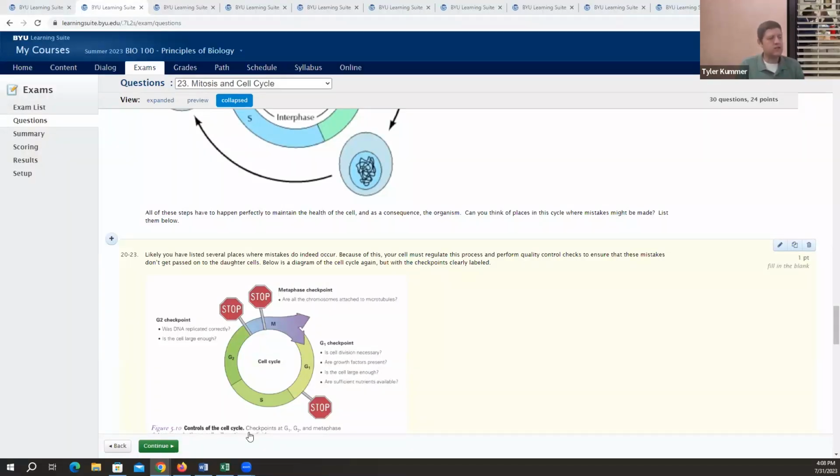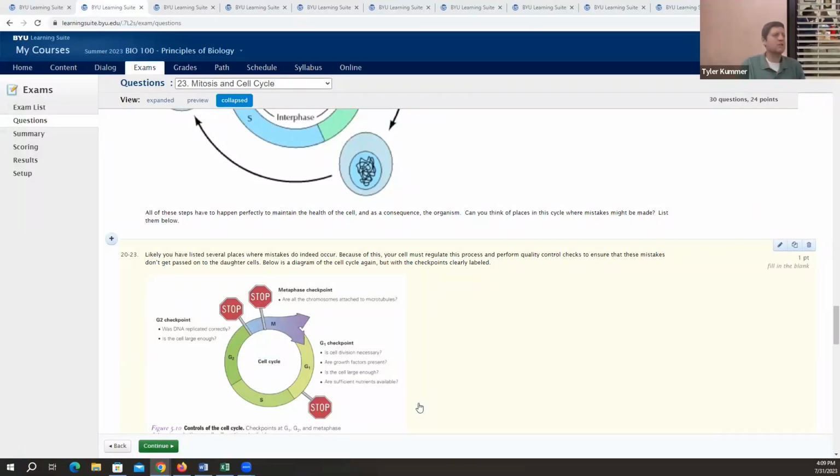There's another way out of G1, and I don't know if it's necessarily out of G1, but it's going into a different phase that's not depicted here, and that's called G naught. In G naught, it would be a 0, where the 1 would be here, right? G naught is when a cell is no longer going to go through cell division.